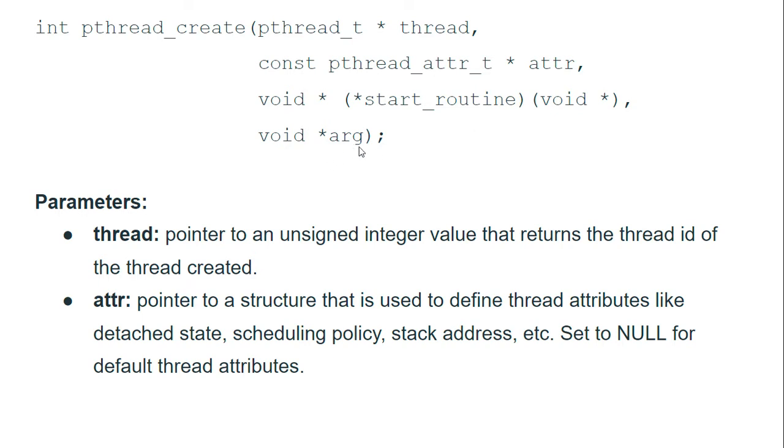So here, void star argument. This argument basically is used for passing data from the main process. When you create a thread, you may have to pass some data to initiate the thread. That data you can pass as an argument in this parameter. So pthread_create has all these four parameters. Let's see an example first, then it will be very easy to understand.